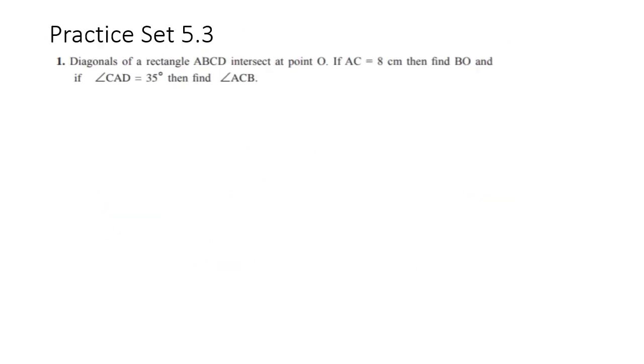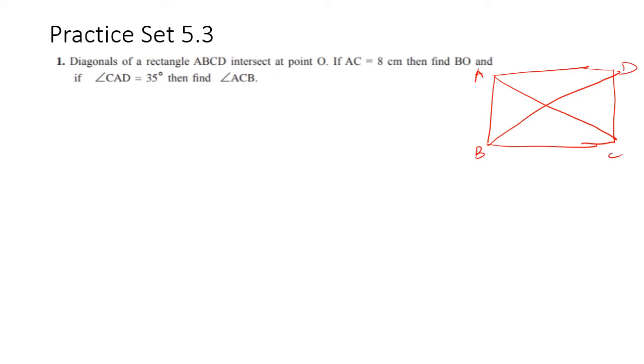So the first exercise, practice set 5.3, the first sum says diagonals of the rectangle ABCD intersect at point O. If AC is 8 centimeters, then find BO, and if angle CAD is 35 degrees, then find angle ACB. So they have not given a diagram, so you need to draw a diagram for the same. So the diagram would be a rectangle. They say diagonals are there. So A, B, C and D.